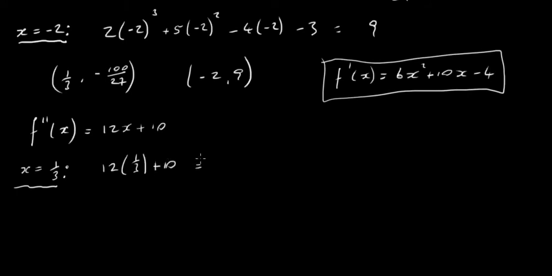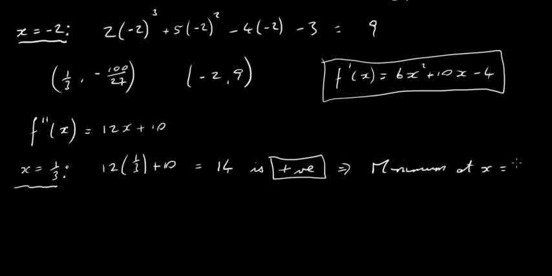When you do that, you get 14. Now 14 is a positive number, so that implies that we're looking at a minimum. A minimum at x is equal to 1/3.